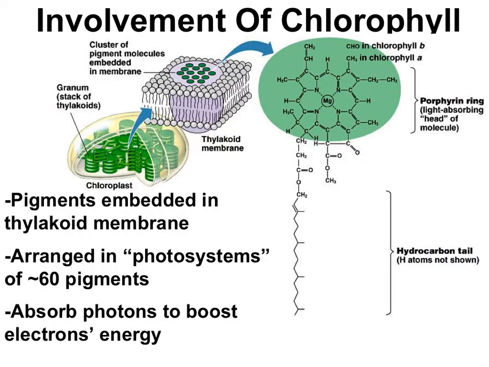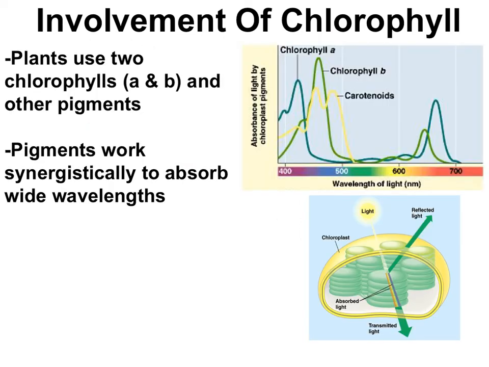The photosystems themselves each have around 60 individual chlorophyll pigments. Chlorophyll absorbs light's energy because of the specialized porphyrin ring head group. Chlorophyll can embed in the thylakoid membrane because chlorophyll has a nonpolar hydrocarbon tail. There are actually 2 different flavors of chlorophyll, chlorophyll A and chlorophyll B.